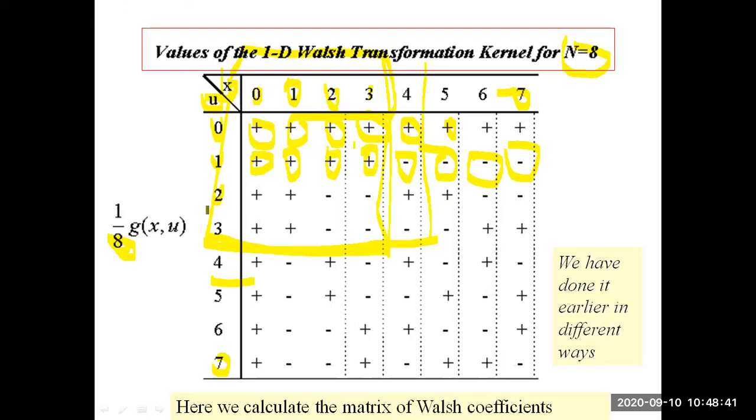Suppose capital N equals 2. Then there are only two possibilities, 0 and 1. So my matrix is 0, 1 and 0, 1, and that means all are plus.